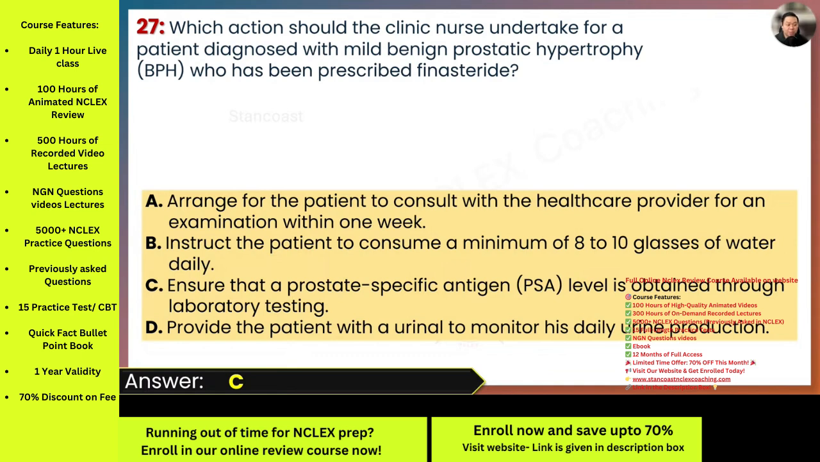Letter D, provide the patient with a urinal to monitor his daily urine production. Well, this is not necessary with finasteride therapy unless there are specific urinary symptoms that need attention. And so the key clue in this option is monitor his daily urine production, which is not a priority in this case. So you have to pay close attention to the timing of the follow-up care and also the specific tests required for monitoring the drug's effects, like the PSA levels in this question.